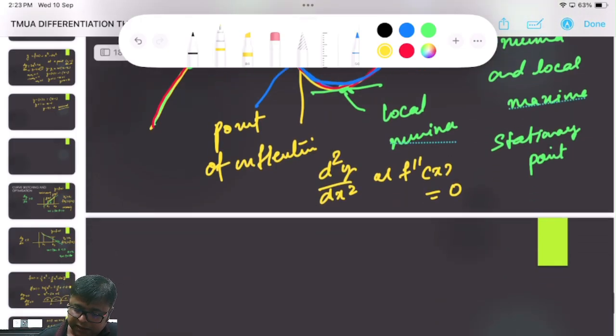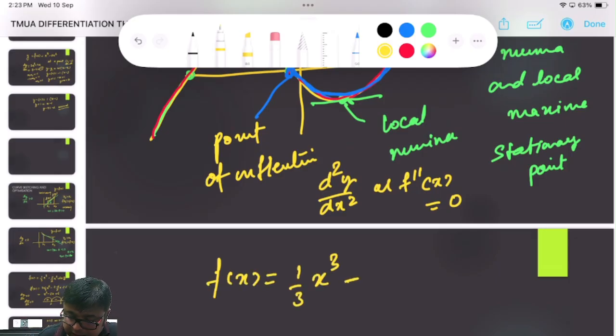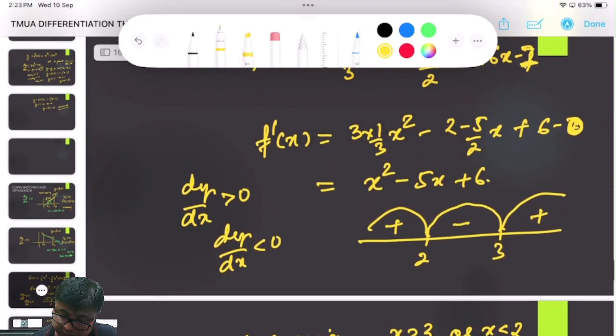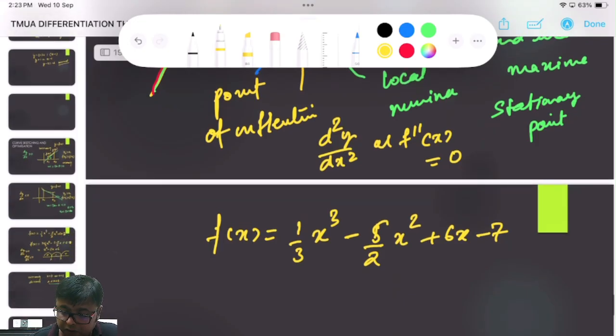So the process here is, the same equation, I know increasing decreasing I did. So f(x) is equal to, suppose I say, 1 by 3 x cube minus 5 by 2 x square plus 6x minus 7. Suppose we have this equation. Let me check. It was minus 7. Now we have seen increasing, decreasing. But how do we find out whether the points that we got, 2 or 3, are the points of maxima or minima? Let's understand.